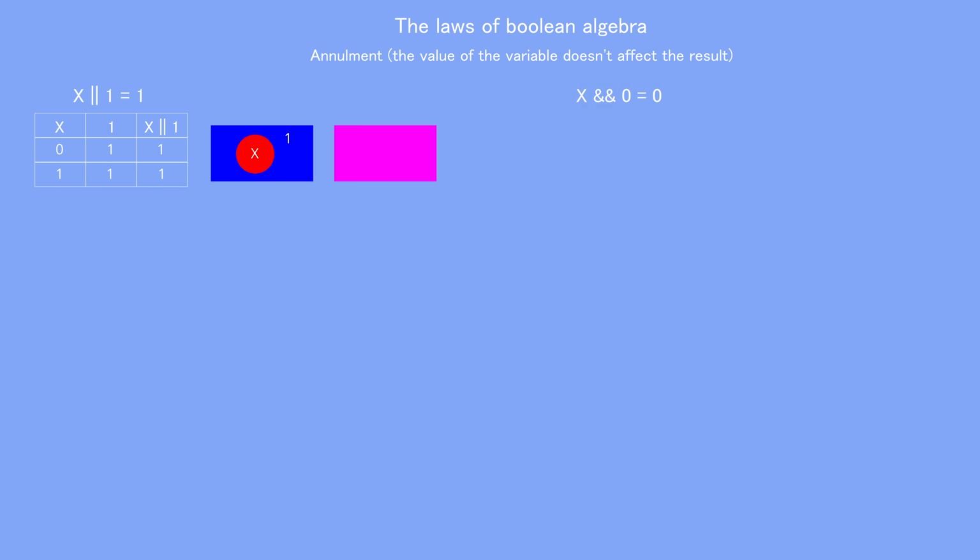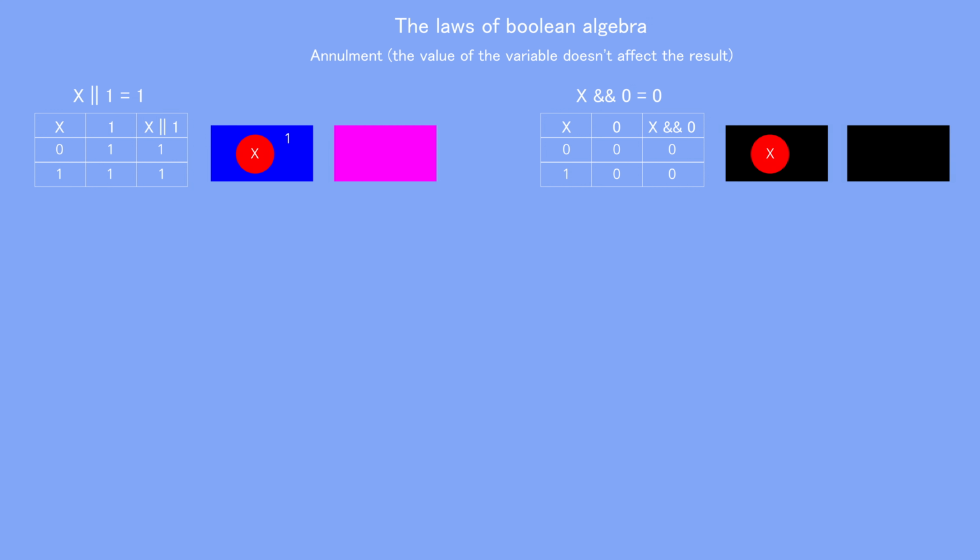The second law: x and false equals false. False and false equals false. True and false equals false. So the result is false no matter what value has input variable x. Nothing and x is nothing.